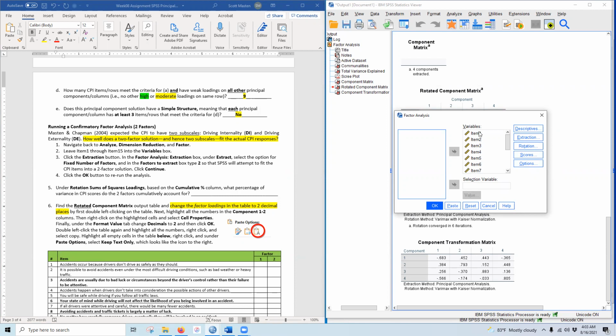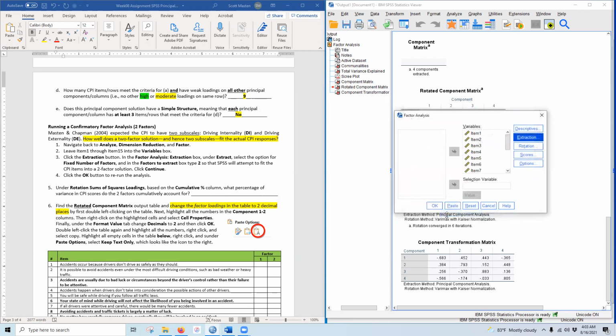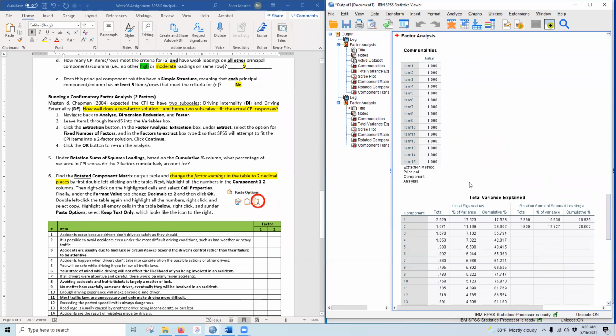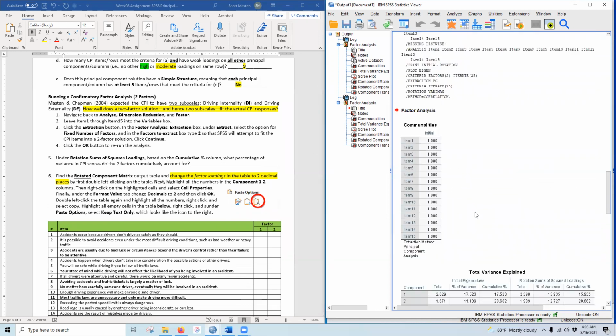We're going to leave 1 through 15 in the variables box and click the extraction button. Under extract, we're going to change to fixed number of factors. And in this fixed number of factors, how many factors do we want it to try to confirm? 2. Hit continue and click OK, and it's going to try to fit a 2-factor solution now. All right, under the rotation sums of squares, let's get it all in. There we go.